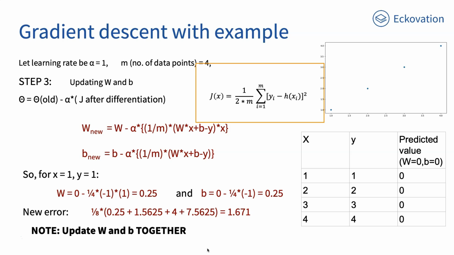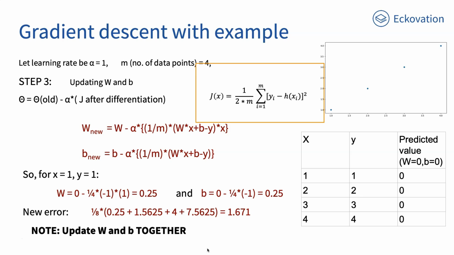A very important thing to observe and note is that the values of w and b are both updated together. They must always be updated together. In one iteration, many people update w properly and then make the mistake of using the newly updated w to update the value of b.